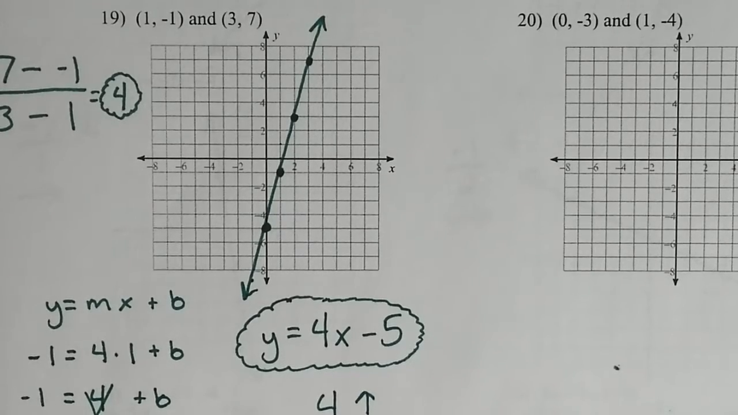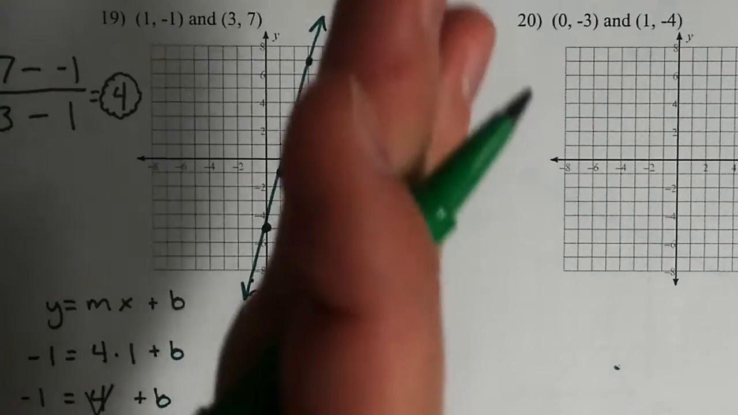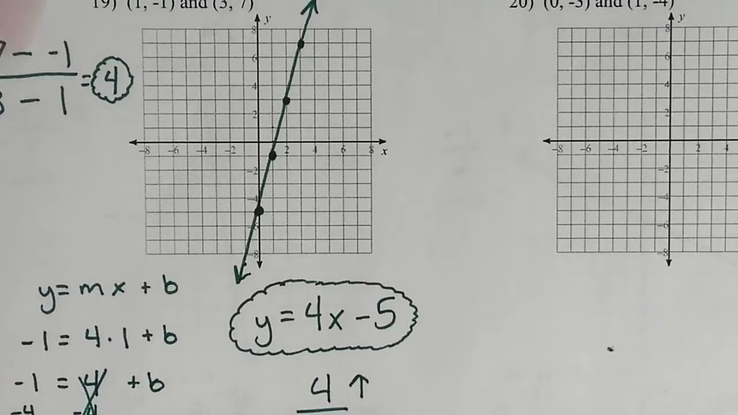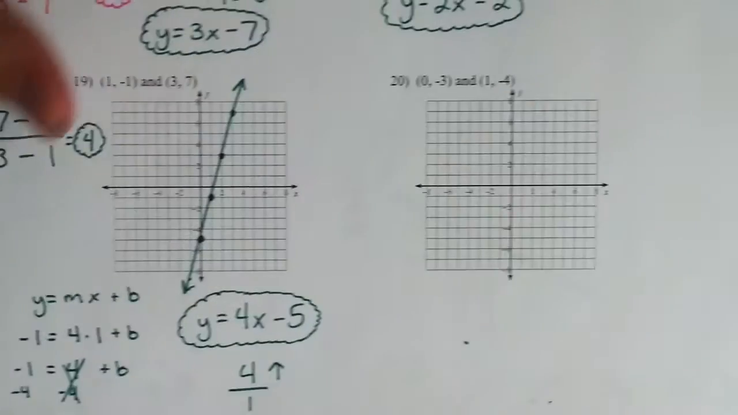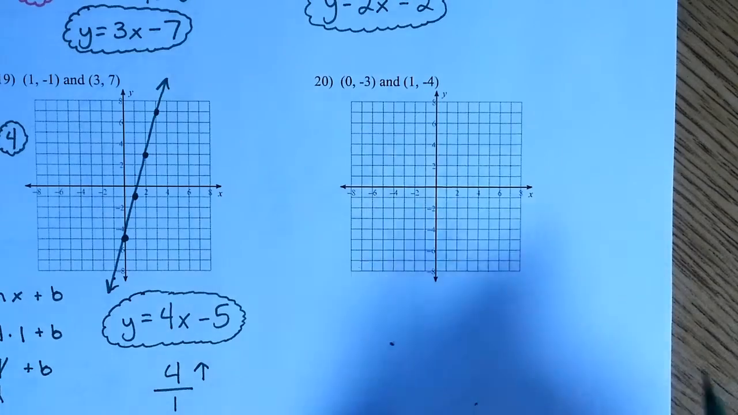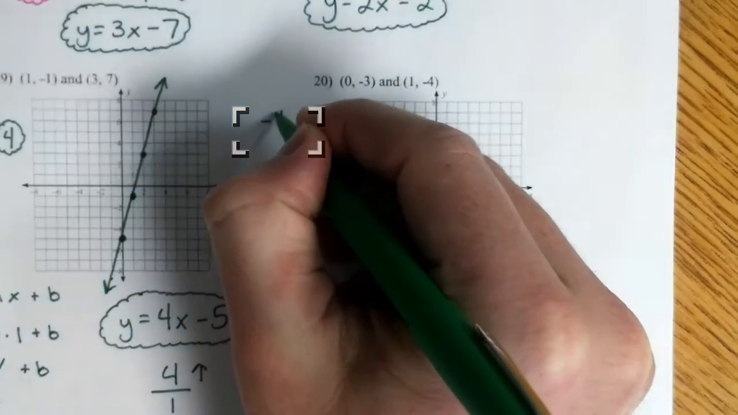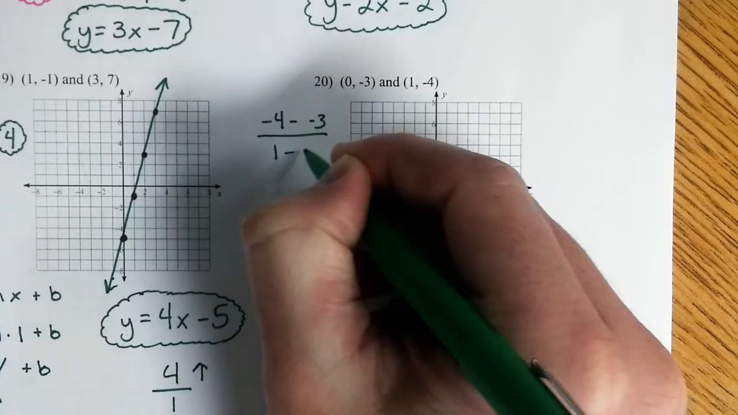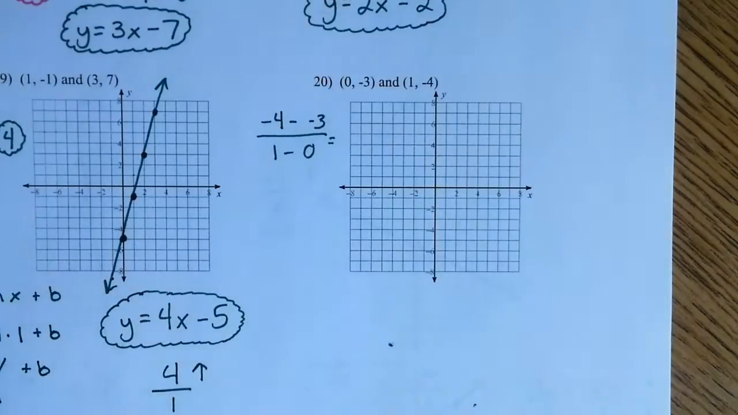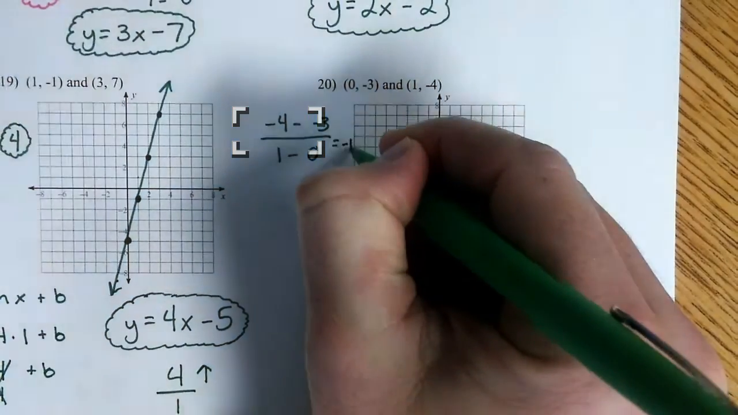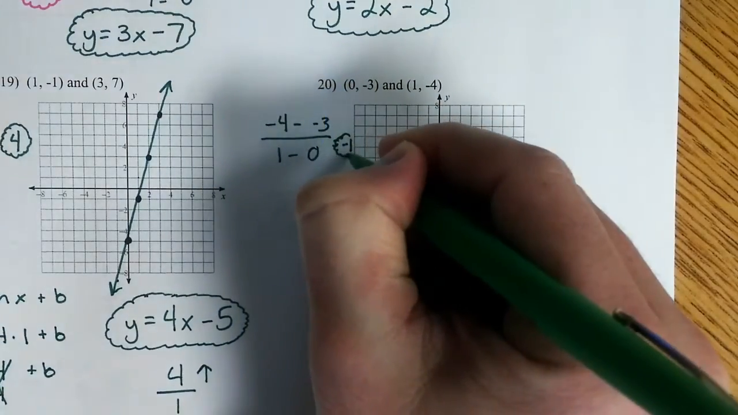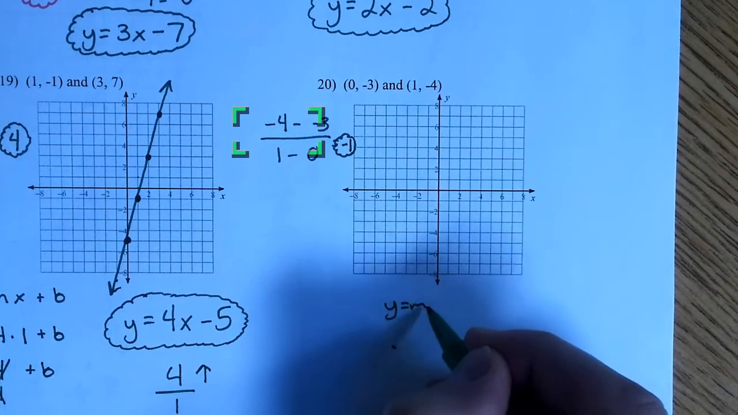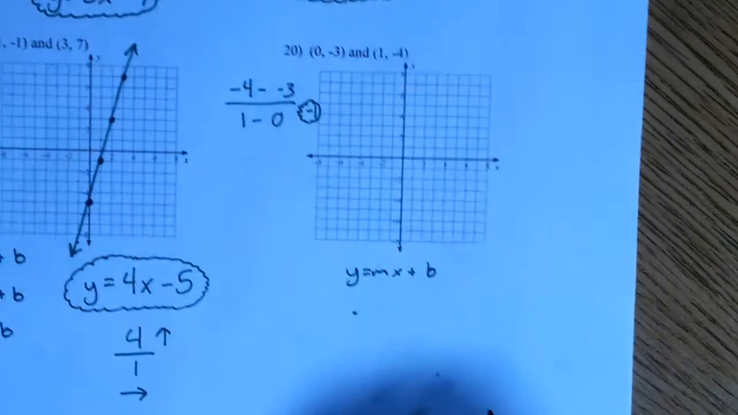So we just finished number 19. That's a positive graph because we had a positive slope. And that is that. So now on number 20, we have our slope formula. 1 minus 0. No. So the slope there is negative 1. So we're going to use the formula y equals mx plus b.